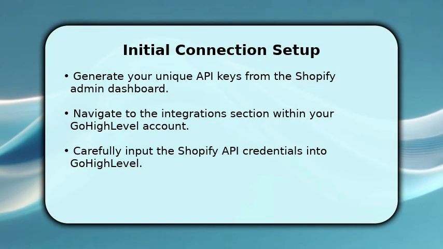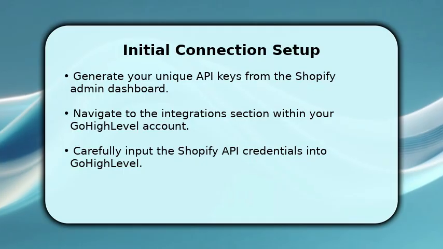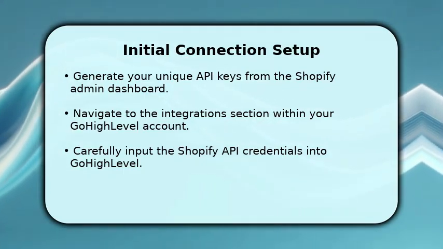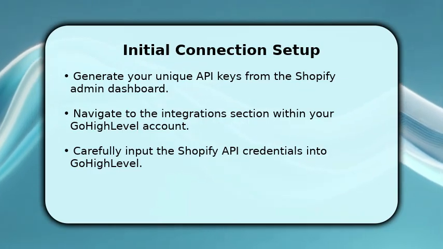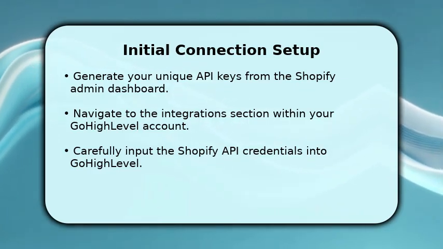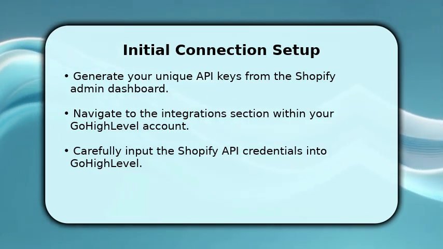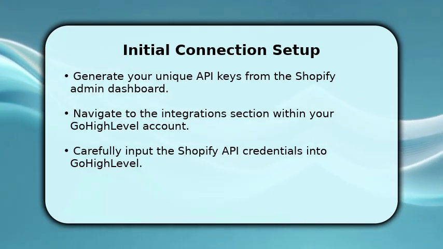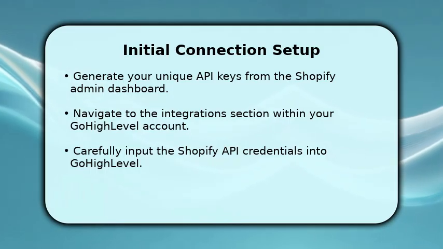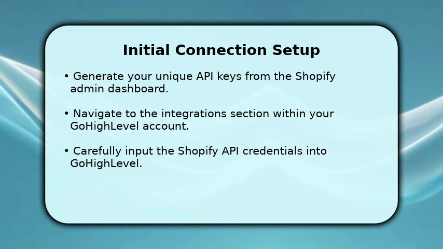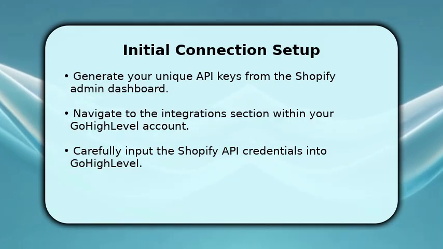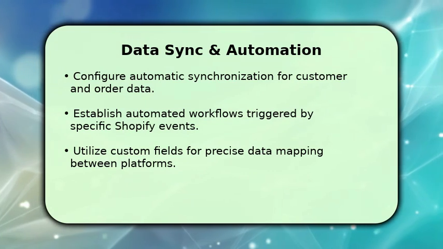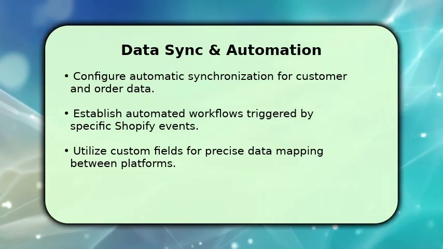To begin, you will need to generate API keys from your Shopify store's admin panel. Access the Apps and Sales Channels section, then select Develop Apps to create new API credentials. Once you have these keys, log into your Go High Level account. Navigate to the Settings and then Integrations area. Here, you will find the option to connect Shopify, where you will input your API key and password to establish the initial link.